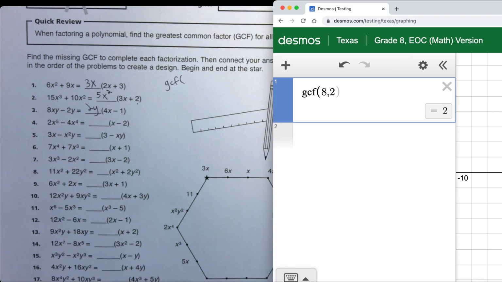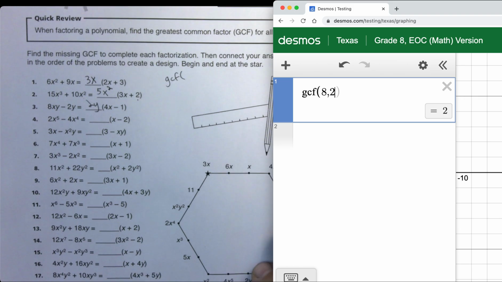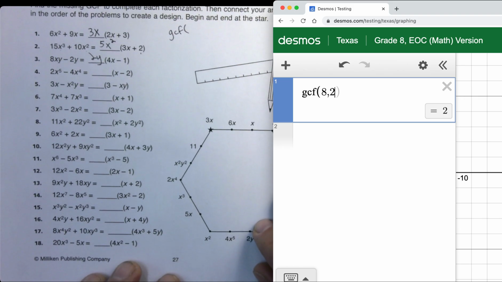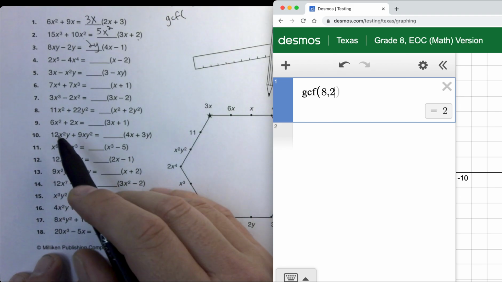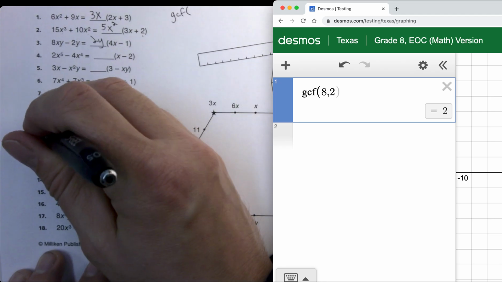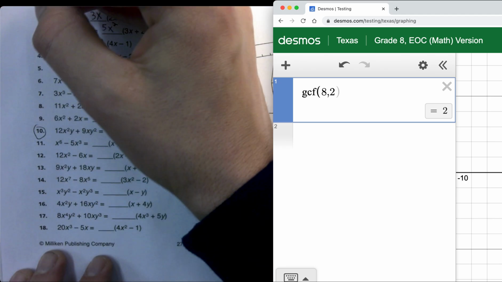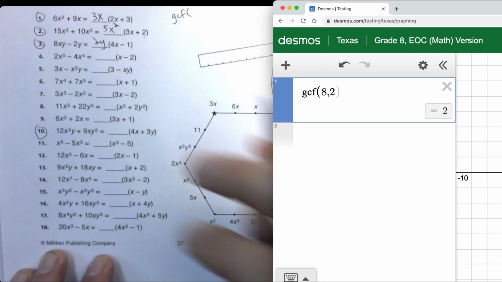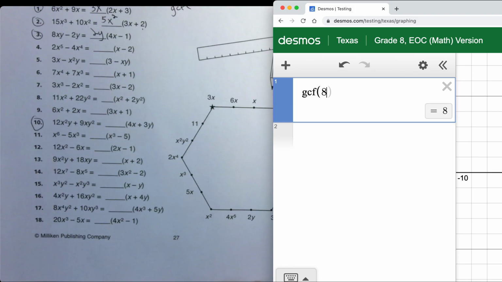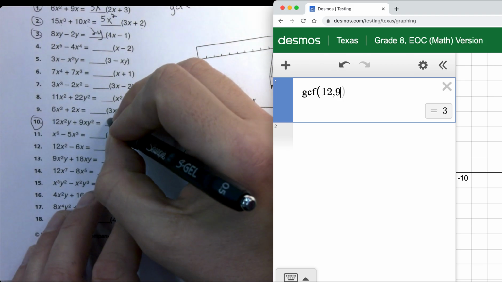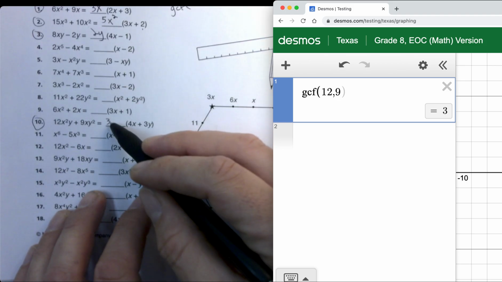I'm going to do one more. I'm going to look at number 10 down here, okay? Because I realize there's 18 of these. Okay, that's fine. So I did 1, 2, and 3 for you. Now I want you to look at number 10. Okay, first things first, I'm going to use Desmos to help me find the GCF between the coefficients. So I'm going to type in 12, then comma, 9. Okay, so they both have 3 in common. And if you want to work backwards, 3 times 4 is 12, and 3 times 3 is 9.